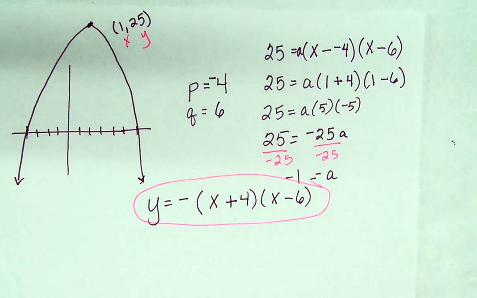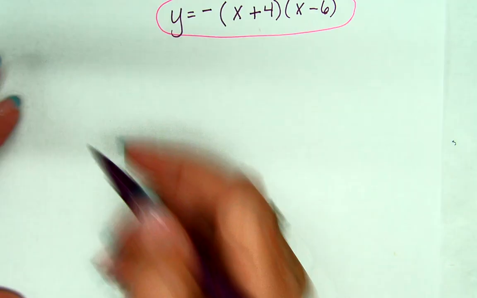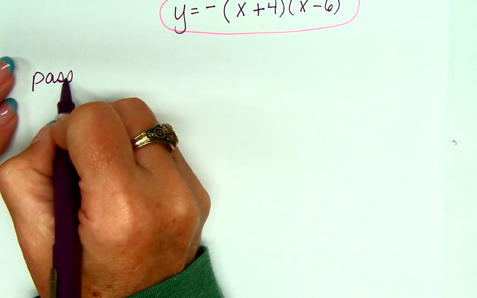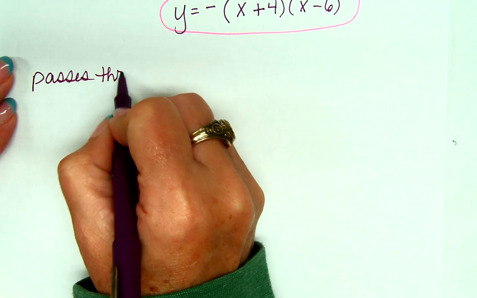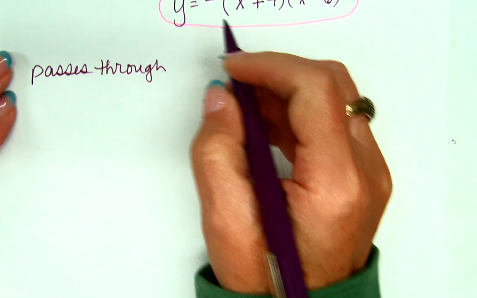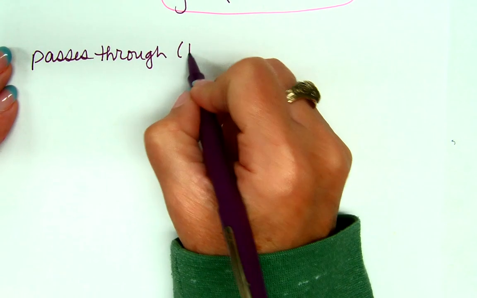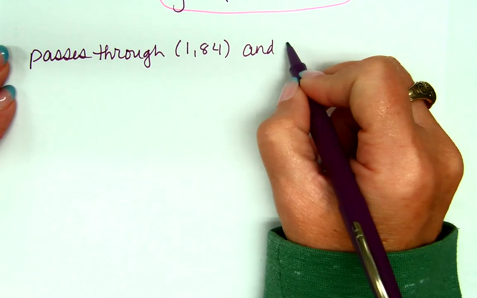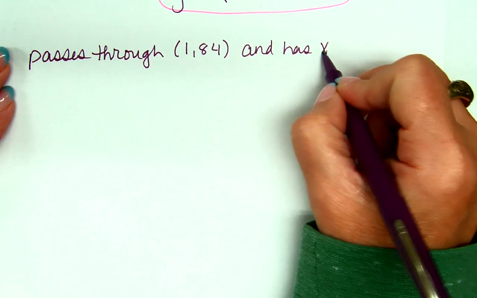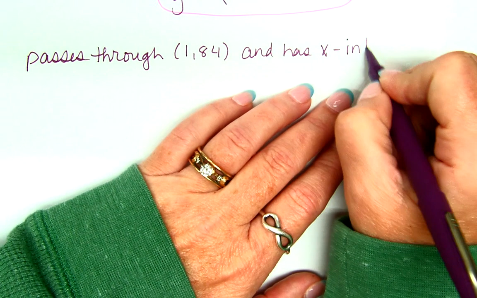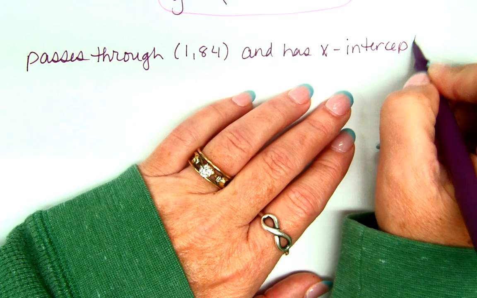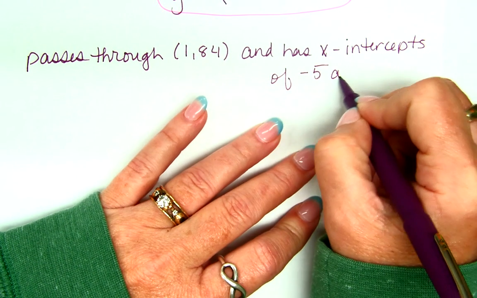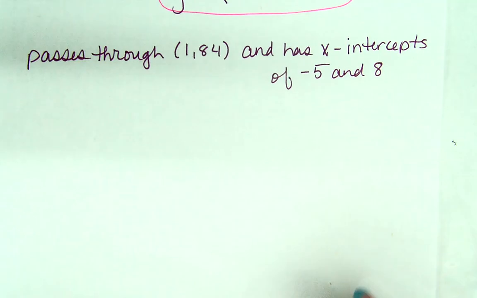Can I show you one more of those? Sure. Okay. Passes through 1, 84 and has x-intercepts of negative 5 and 8.